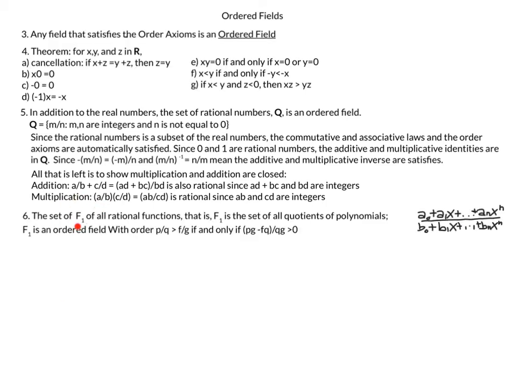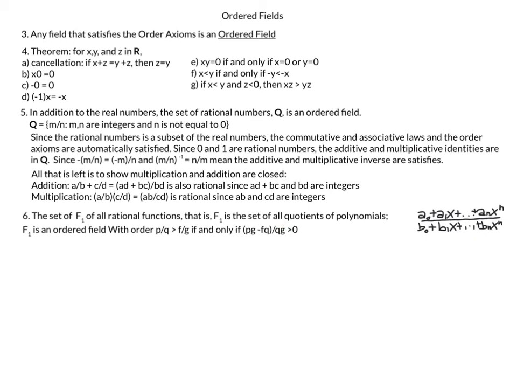Next, we will see that F1, the set of rational functions, that is, the set of all quotients of polynomials, which have this form, is a field, and it's also an ordered field. The order is defined by this equation here. If we have two polynomials, p over q, and another, f over g, then p over q is greater than f over g if we put them over the common denominator, qg, and cross multiply, so that pg minus fq over our common denominator is greater than 0.